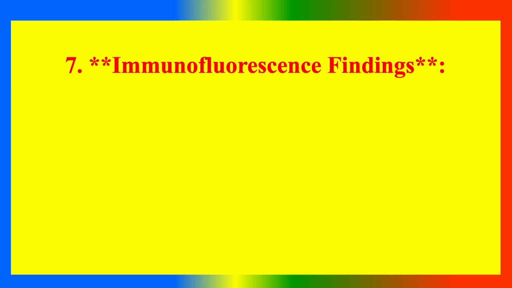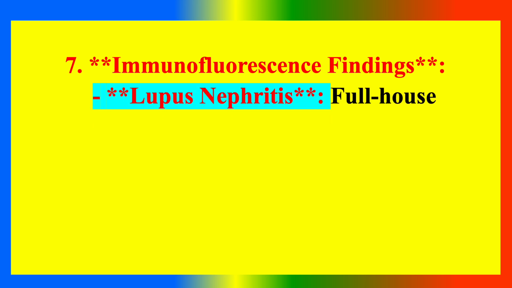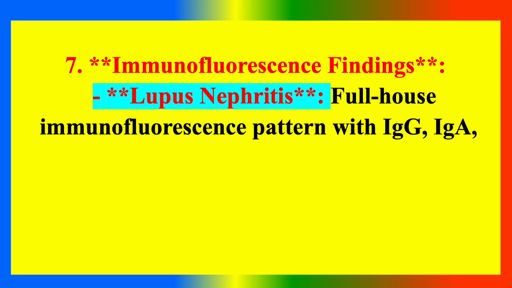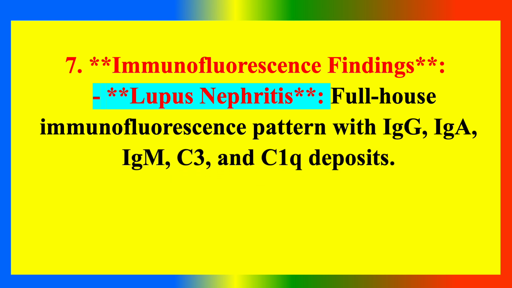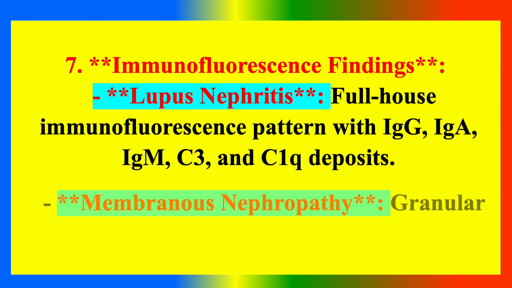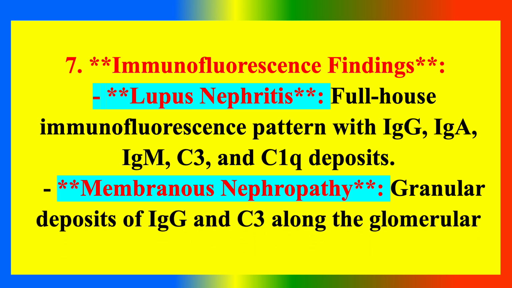Seven, immunofluorescence findings. Lupus nephritis shows a full house immunofluorescence pattern with IgG, IgA, IgM, C3 and C1q deposits. Membranous nephropathy shows glomerular deposits of IgG and C3 along the glomerular basement membrane.